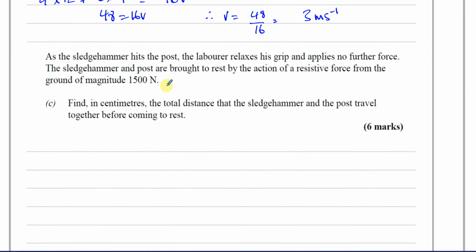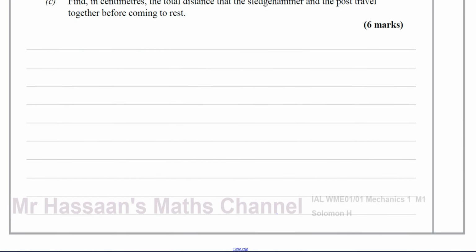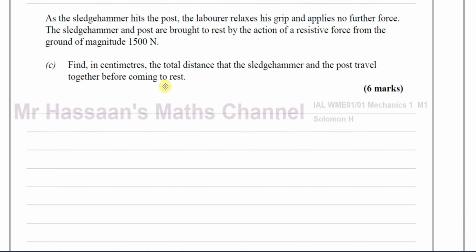Now for part C, it says, as the sledgehammer hits the post, the laborer relaxes his grip and applies no further force. The sledgehammer and post are brought to rest by the action of a resistive force from the ground of magnitude 1,500 newtons. Find in centimeters the total distance that the sledgehammer and the post travel together before coming to rest. So now the sledgehammer and the post are moving as one object of mass 16 kilograms.